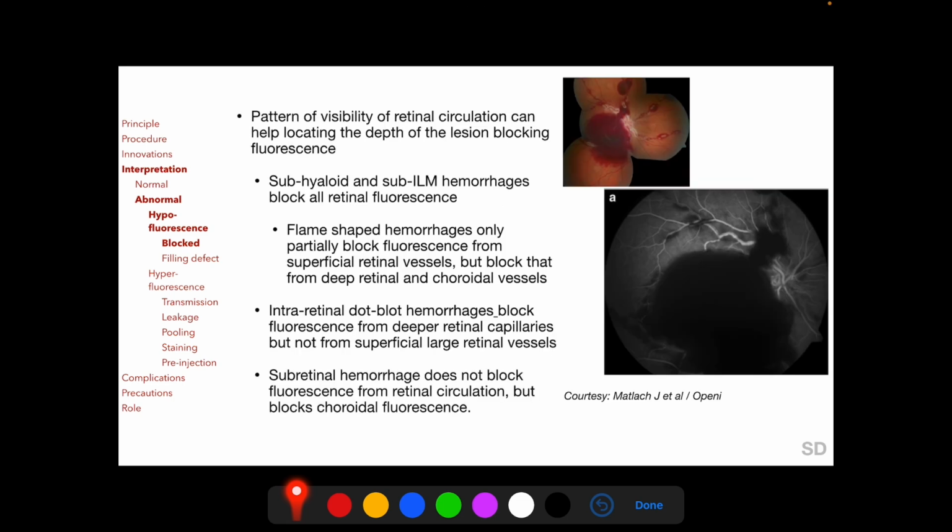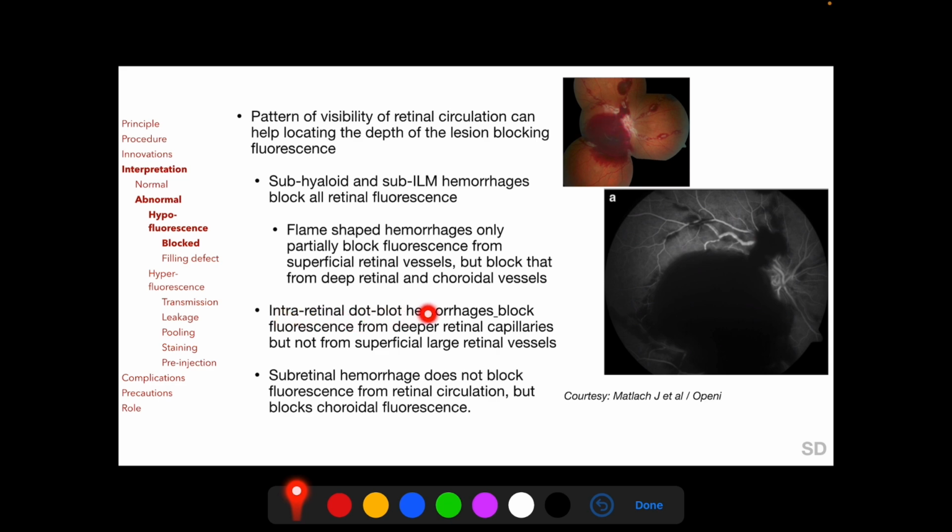Pattern of visibility of retinal circulation through the blocking material can help locate the depth of the lesion blocking the fluorescence. Subhyaloid and sub-ILM hemorrhages block all retinal fluorescence. This photograph is that of a sub-ILM hemorrhage blocking all underlying retinal and choroidal fluorescence. Subhyaloid and sub-ILM hemorrhages can be differentiated clinically because the upper level of a subhyaloid hemorrhage is usually flat, but the upper level of a sub-ILM hemorrhage is round.